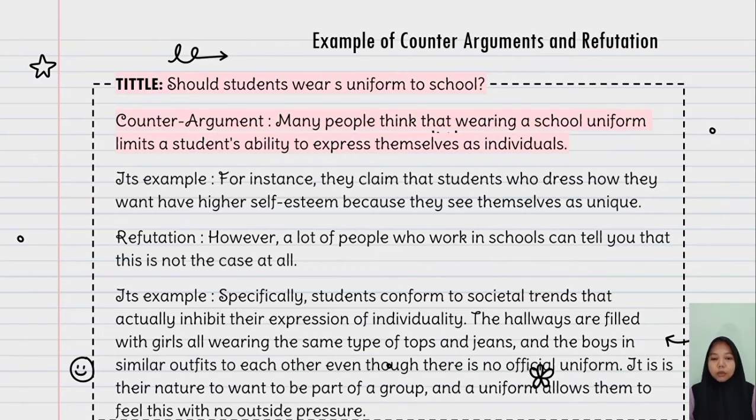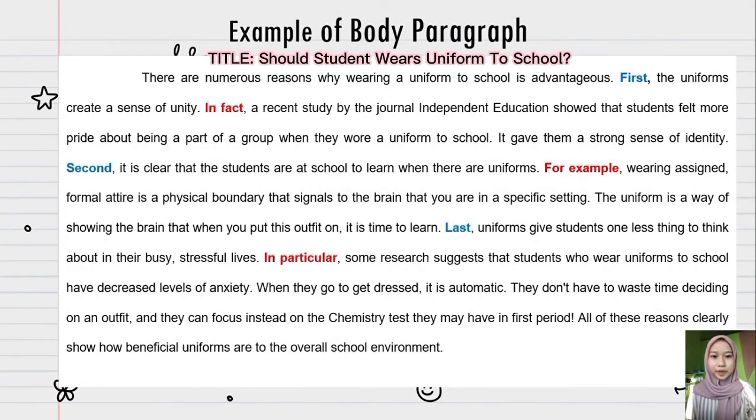However, a lot of people who work in schools can tell you that this is not the case at all. Especially, students conform to societal trends that actually inhibit their expression of individuality. They are filled with girls wearing the same type of tops and jeans and the boys in similar outfits to each other, even though there is no official uniform. It is their nature to want to be part of a group, and a uniform allows them to feel this with no outside pressure. Next, an example of a full body paragraph.